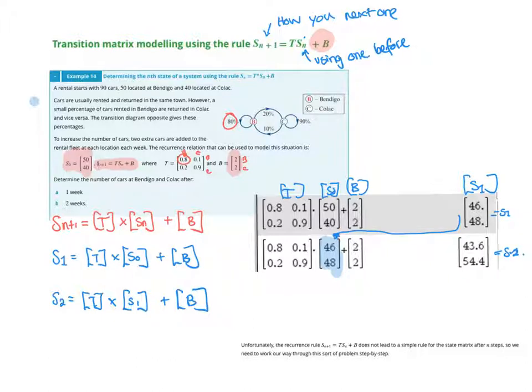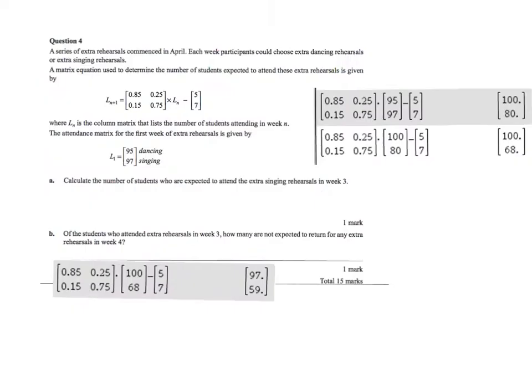So I think down here they're just saying, unfortunately, a recurrence rule, so that's what I'm talking about, does not lead to a simple rule for the state matrix after n steps. So what that's telling you there is you can't use the power trick, okay? So you have to do it step by step. So let's go have a look at another couple of ones.